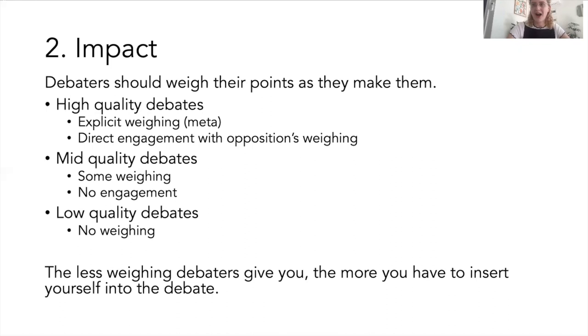So even though high quality debates may be more confusing, because you may have to track that engagement and that weighing, as well as the other points in the debate and the quality of the points, that's actually good, because the debaters are leading you to that argument. Whereas in low quality debates, sometimes you're just like, oh my God, I don't know who's proved anything. I don't know what's important. I don't know what is and what is not.